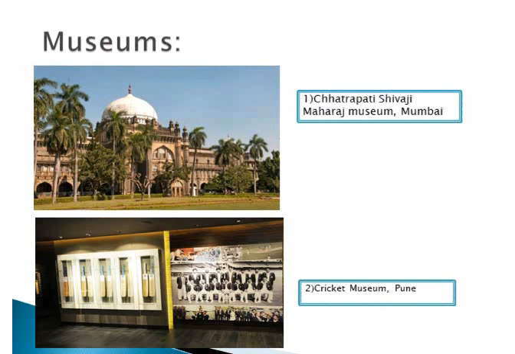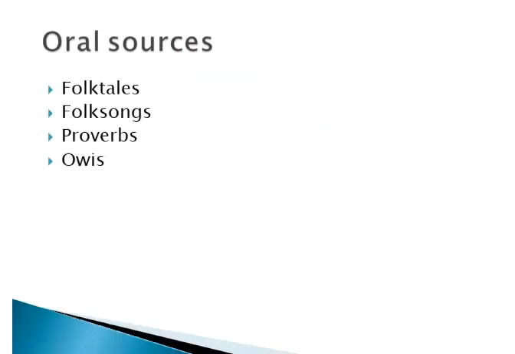Now, let's move towards oral sources. These sources include folk tales, folk songs, proverbs, ballads, meaning long songs and poems, and ovis. Ovis, Marathi verses in the oral tradition. For example, Tukaram's Abhang.